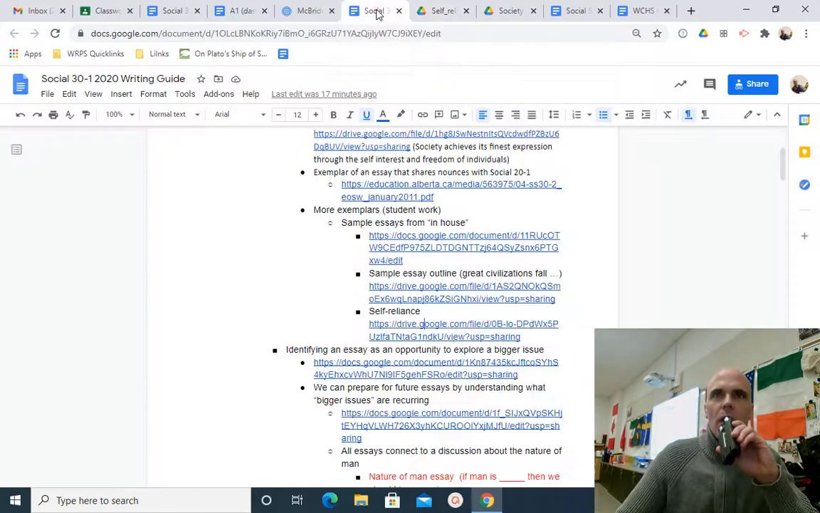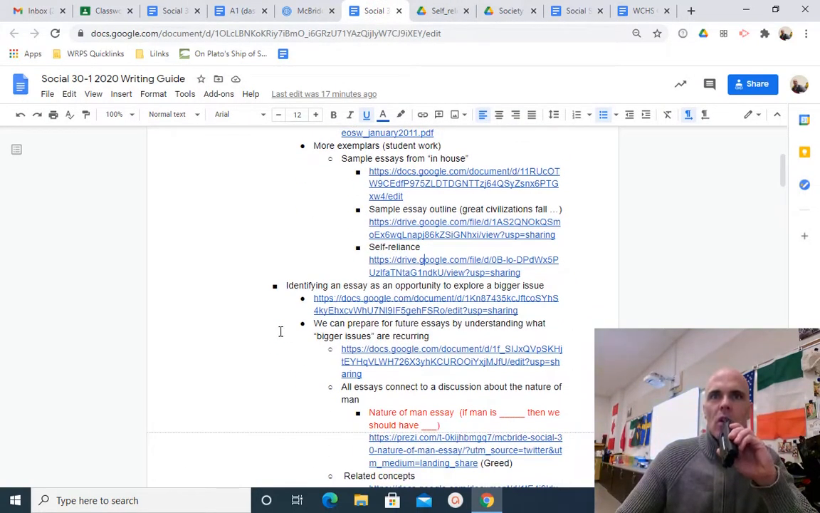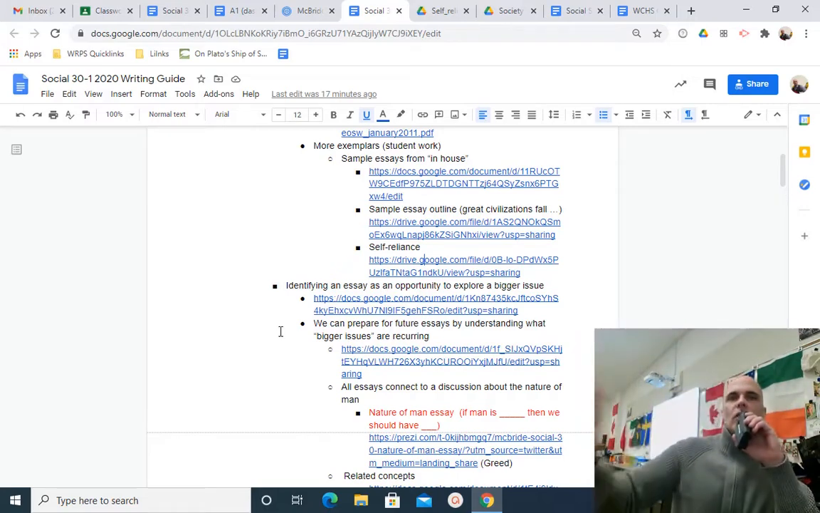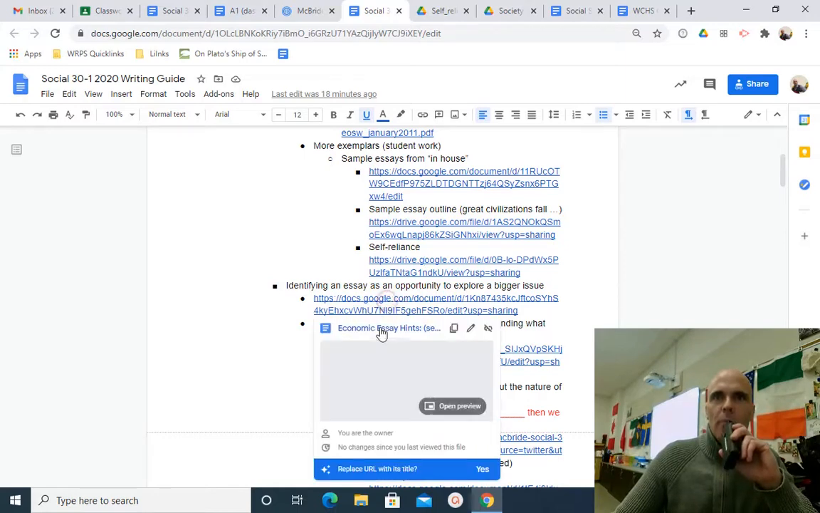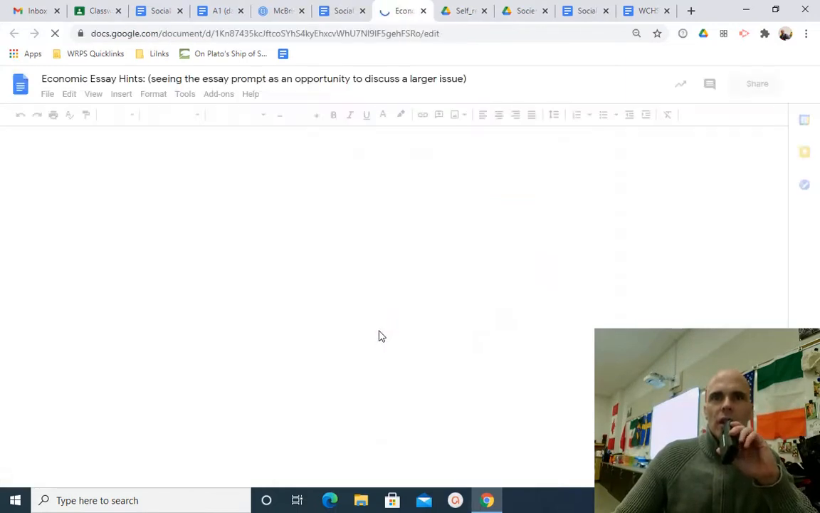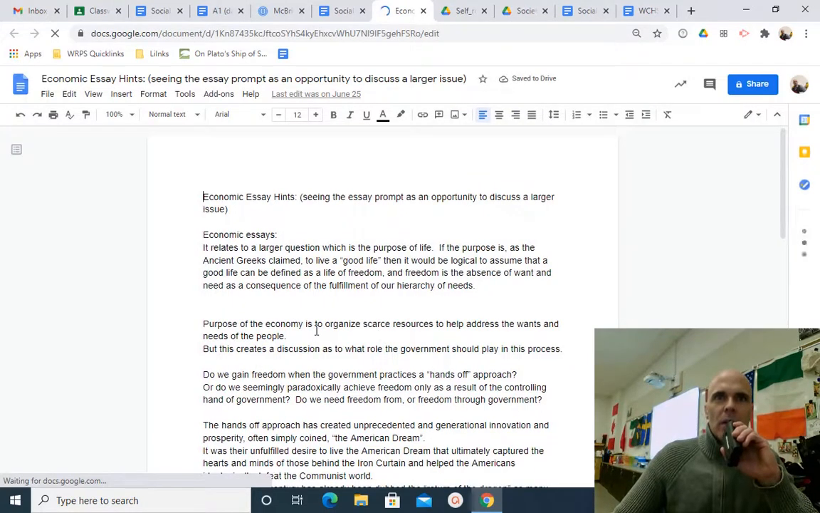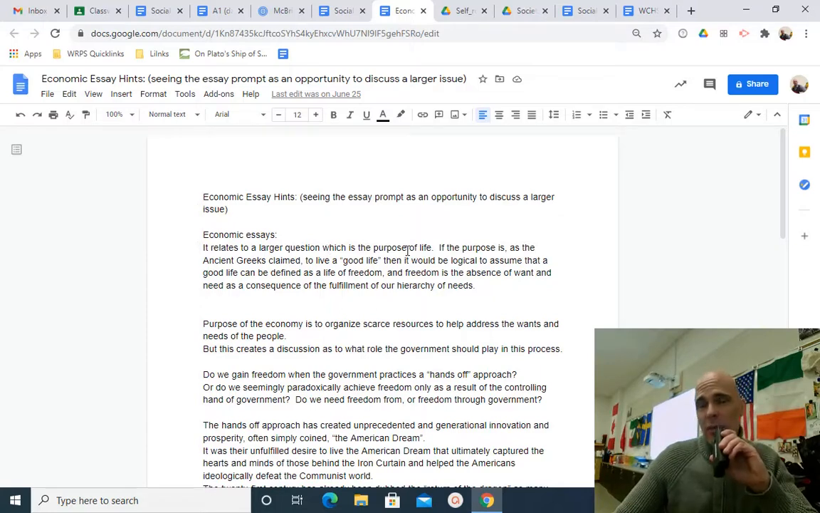That's kind of an old prompt with a to what extent, though. We're going to see something more typical to the one that we saw before with an issue and a solution. We do need to identify that the essay is an opportunity to explore a bigger issue. So here we have some economic essay hints. So economic essays, we should see that all economic essays relate to a larger question about the purpose of life.